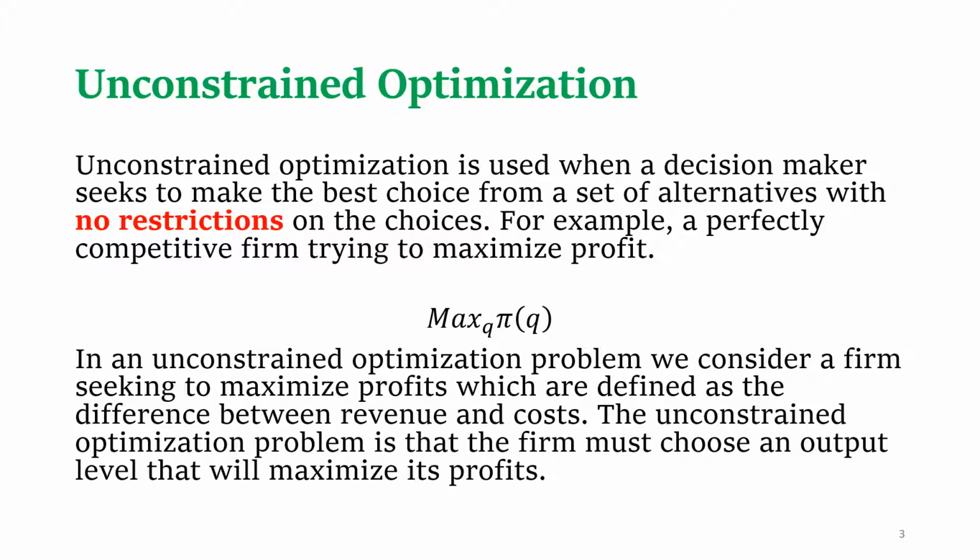So unconstrained optimization is used when a decision maker wants to make the best choice from a set of alternatives with no restrictions on the choices. Here, there are no restrictions placed on the choices that the economic agent is planning to make. For example, we have a perfectly competitive firm trying to maximize profits. So in an unconstrained optimization problem, we consider a firm seeking to maximize profits, which are defined as the difference between revenue and cost.